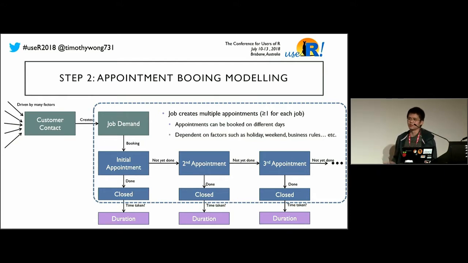Of course, we as a company, we want the number of appointments to be as low as possible, right? But in some cases, it can be 2, it can be 3, it can be more. Yeah. So it's dependent on many things like which day the job was created, which day the appointment is booked. So it's driven by a lot of categorical variables like calendar effects. That's what I'm talking about. Yeah.